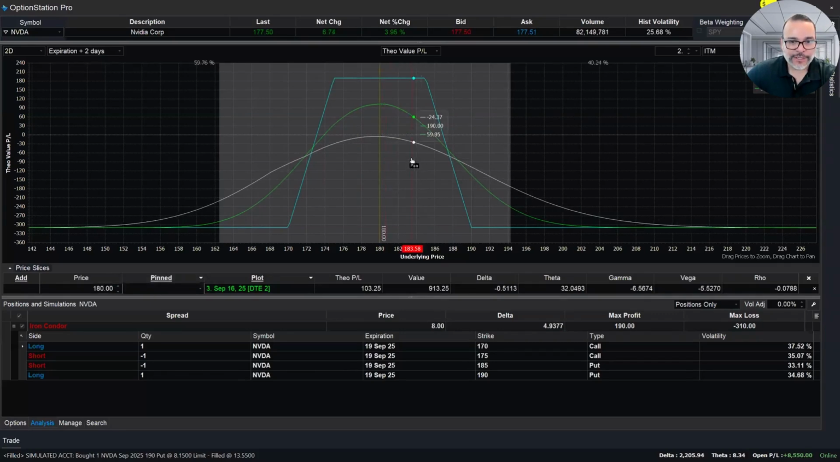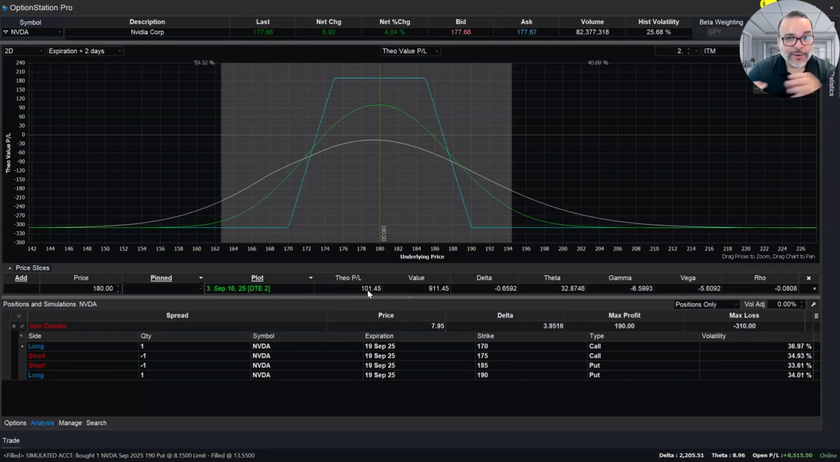Notice how the yellow line shifted, and you can see that theoretical P&L is 100. So if it stays right in the middle of that graph, meaning that it goes up a little bit to 180, I'm able to capture $100 on this particular spread. Interesting how you're able to study and analyze every spread to see where the profitability is. Of course, this would be September 16th, on Tuesday, that we are projecting this profitability.